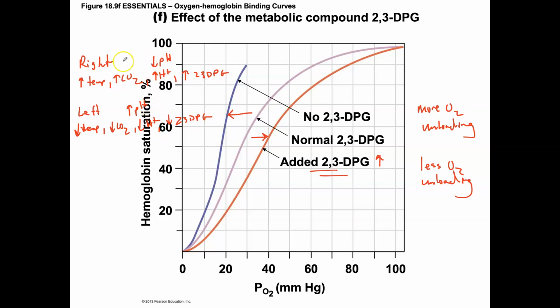When you shift to the right, you unload oxygen more freely. When you shift to the left, you hold on to oxygen, so there's less oxygen being released to the cells. So that's a little bit on gas transport in the respiratory system, and how the oxygen hemoglobin dissociation curve works and things that affect oxygen hemoglobin binding. I hope that helps.